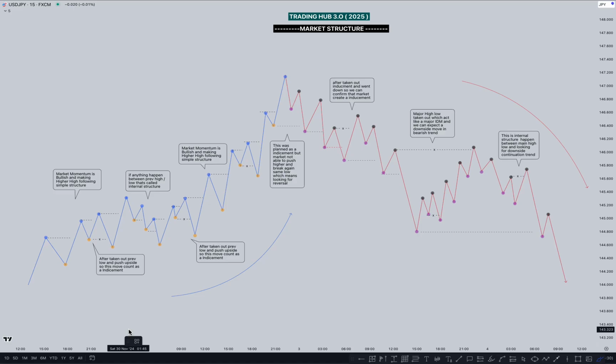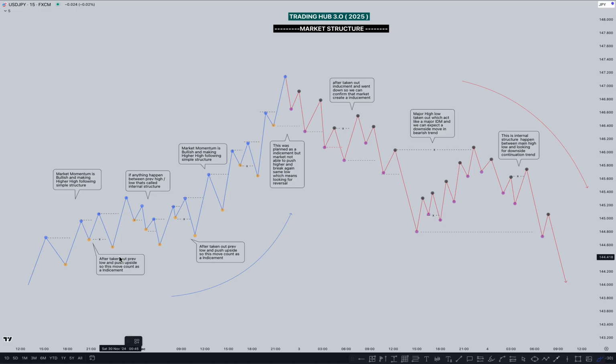But the problem is the identification of the structure. So how can we identify them? I will explain. I will teach you all about structure mapping step by step. If the market is creating higher highs, how can we identify them? If the market is creating lower lows, how can we identify them?